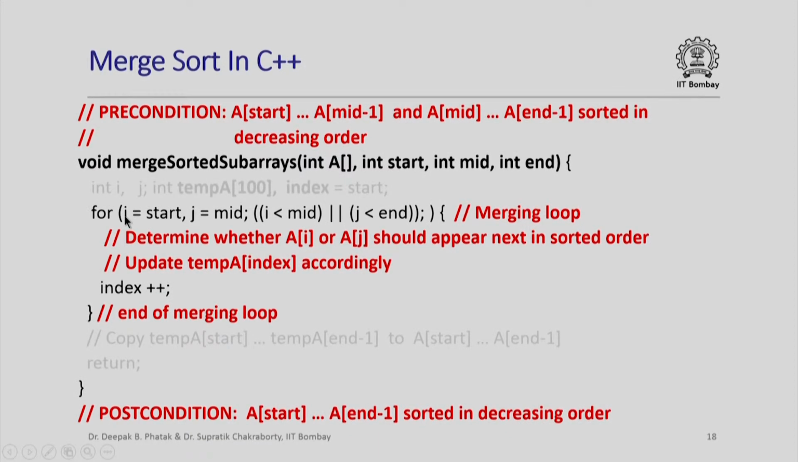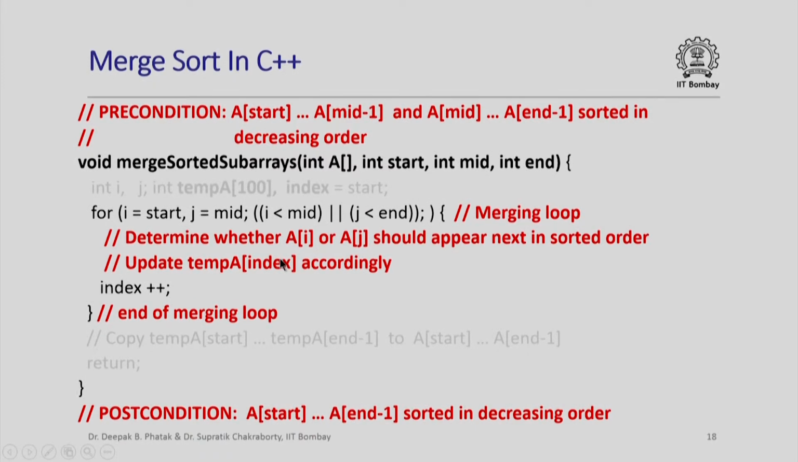In this loop, I am going to initialize the running index for the first subarray to start, the running index for the second subarray to mid, and I am going to iterate in this loop as long as there are elements to examine in either of these two subarrays. So as long as either i is less than mid or j is less than n, I am going to iterate in this loop. Note, I have not incremented the values of i and j over here in the for loop. These will be incremented appropriately within the body of the for loop.